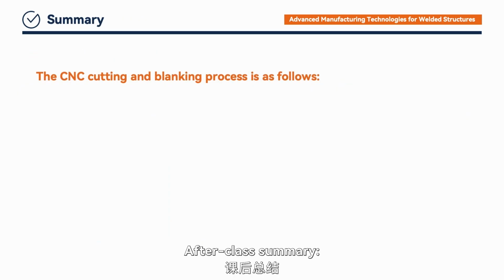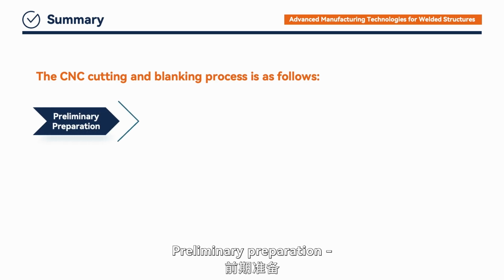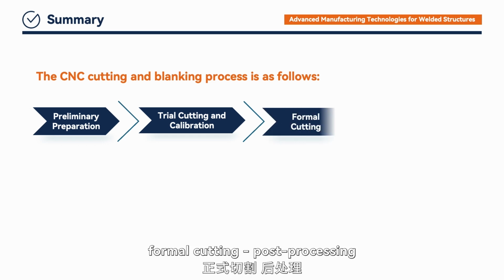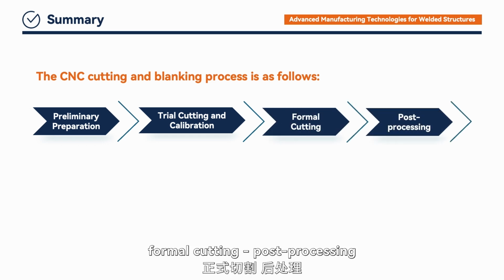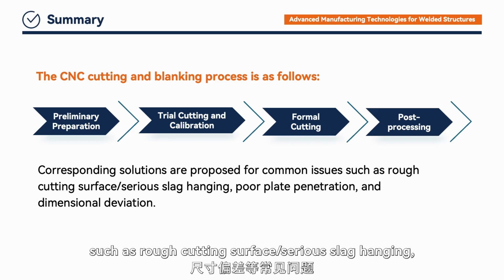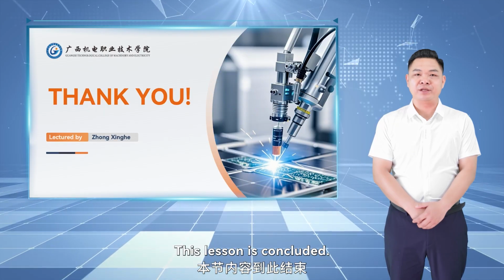After class summary: the CNC cutting and blanking process is as follows. Preliminary preparation, trial cutting and calibration, formal cutting, post-processing. Corresponding solutions are proposed for common issues, such as rough cutting surface / serious slag hanging, poor plate penetration, and dimensional deviation. This lesson is concluded.